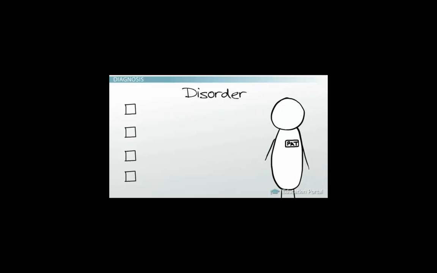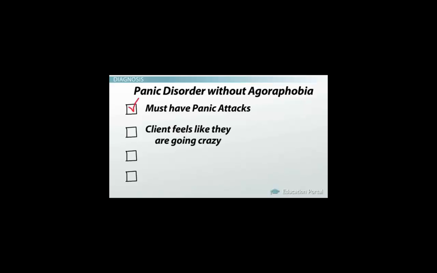Along with a description, each disorder has a checklist. Let's check Pat's symptoms against the checklist for panic disorder without agoraphobia. Must have panic attacks. Check. Client feels like they are going crazy. Check. No agoraphobia. Check. Not due to a medical or alternate diagnosis. Check. You diagnose Pat as having panic disorder without agoraphobia. You write this in the patient's charts and have successfully used the DSM to make a diagnosis.